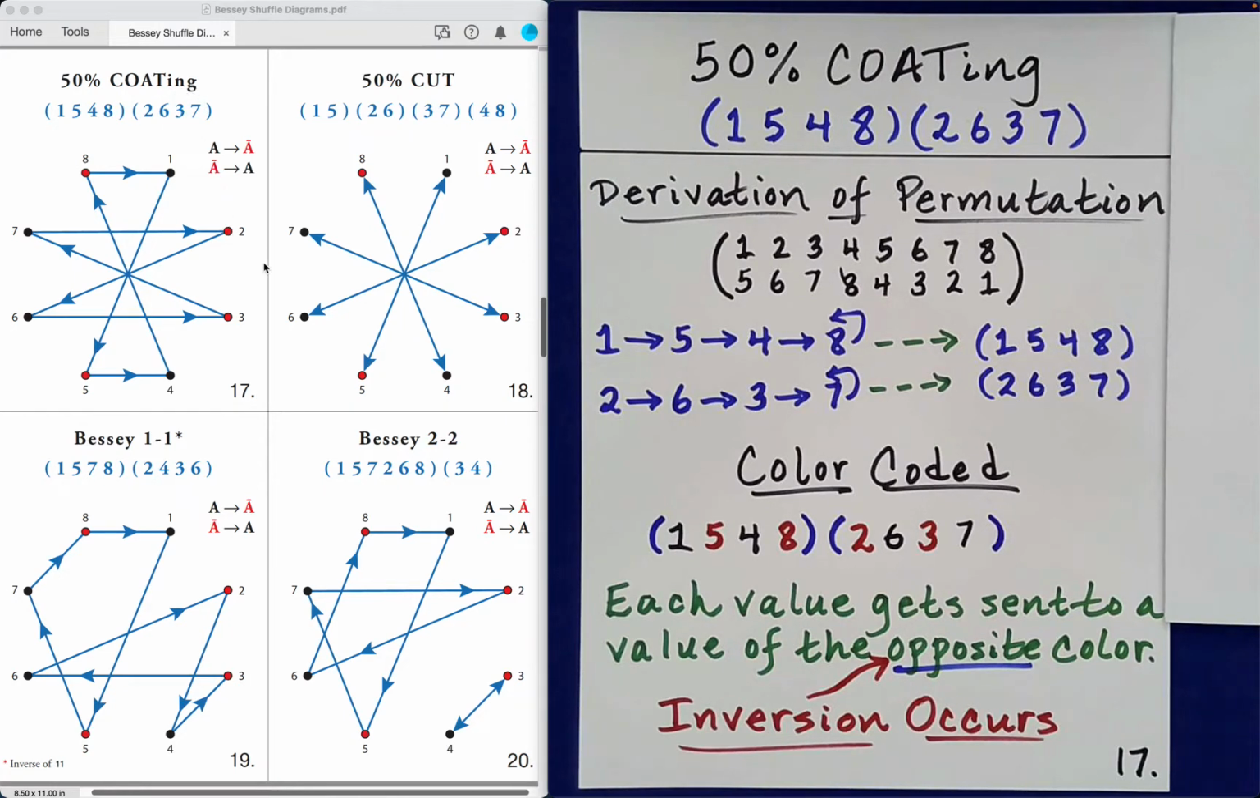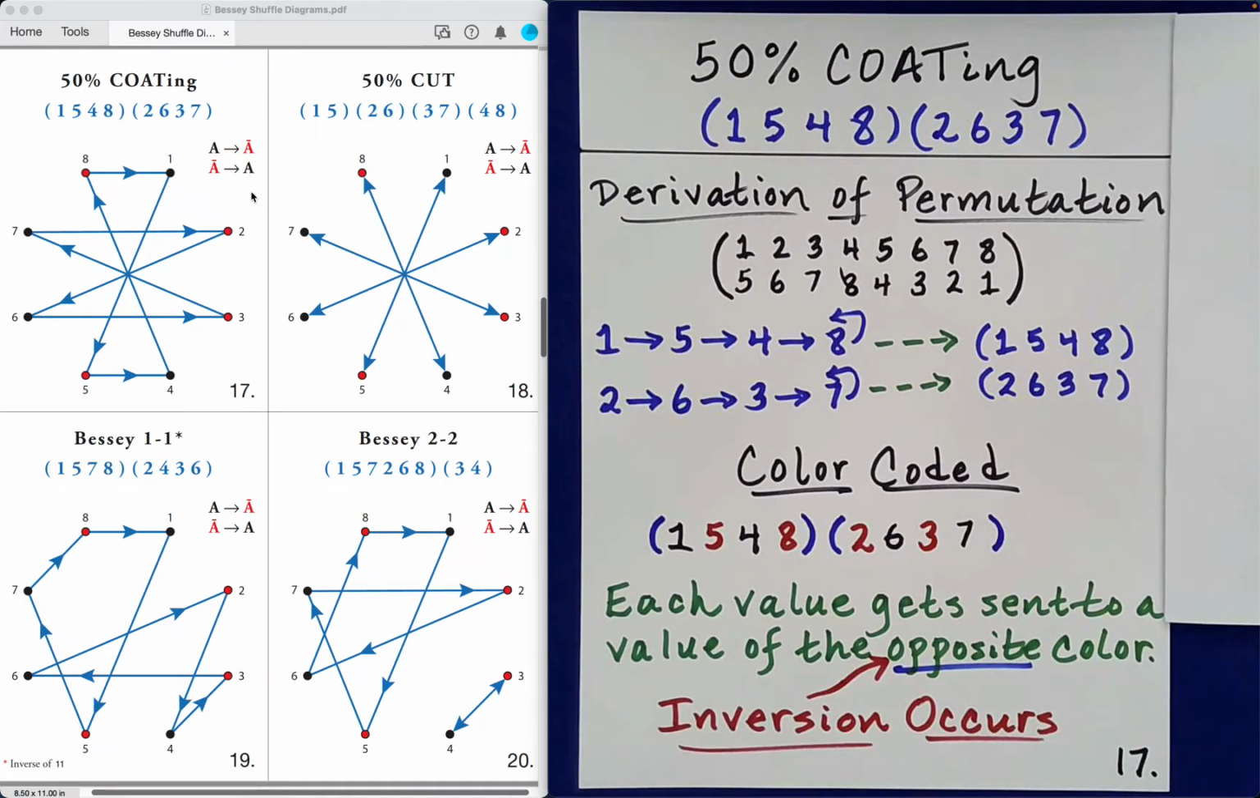So if we start at 2, there will be an arrow from 2 to 6, an arrow from 6 to 3, an arrow from 3 to 7, and then an arrow from 7 back to 2. That completes that second 4 cycle. And those 4 values constitute a second orbit. And as indicated up here, inversion has indeed occurred.